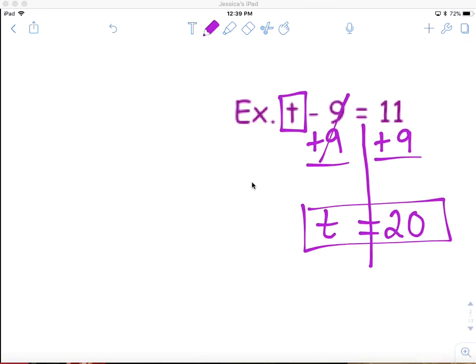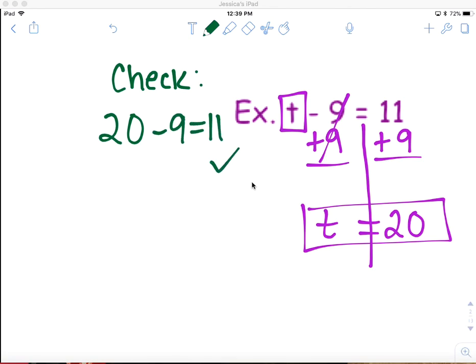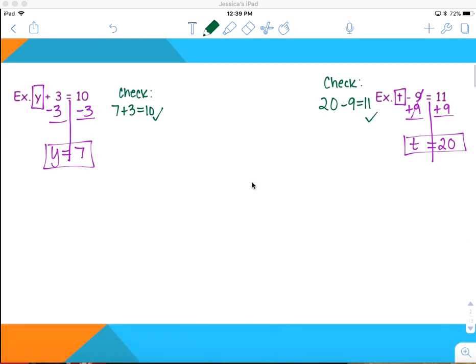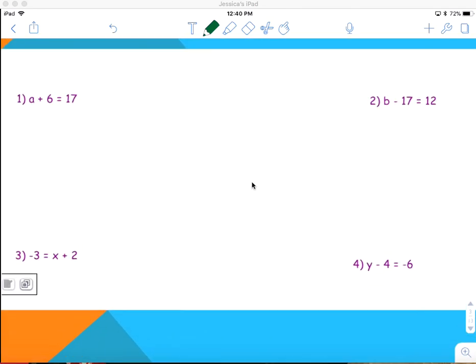Again, you can check this by plugging it back in. If I plug in 20 for t, 20 minus 9 is 11, so I know I got it right. Go ahead and pause the video, try these 4, and then we'll check it.